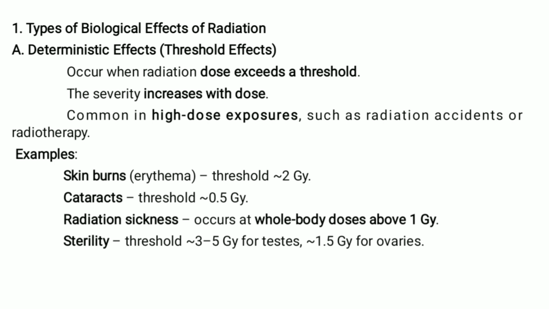Types of biological effects of radiation. Deterministic effect occurs when radiation dose exceeds a threshold. The severity increases with dose. Common in high dose exposures such as radiation accidents or radiotherapy. Examples: skin burns, cataracts, radiation sickness, sterility.